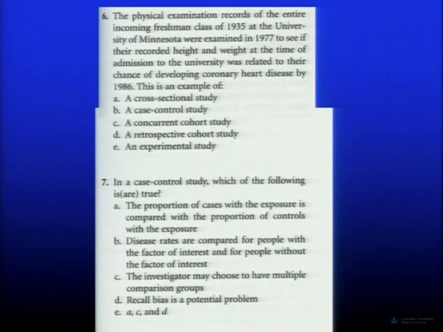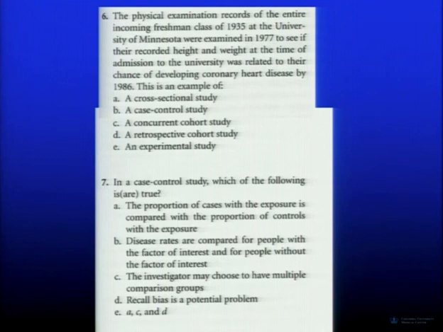The physical examination records of the entire incoming freshman class of 1935 at the University of Minnesota were examined in 1977 to see if their height and weight at the time of admission was related to their chance of developing coronary heart disease by 1986. What is this an example of? It's D, it's a retrospective cohort study.